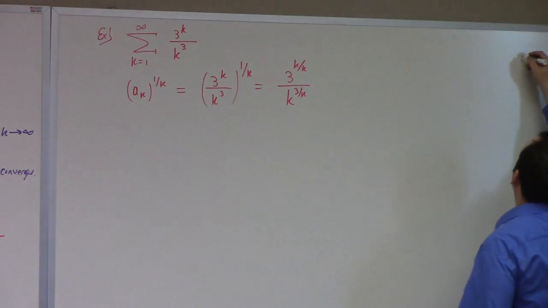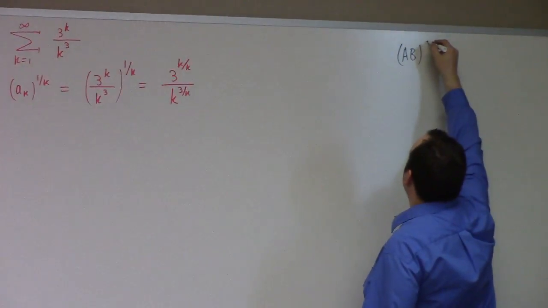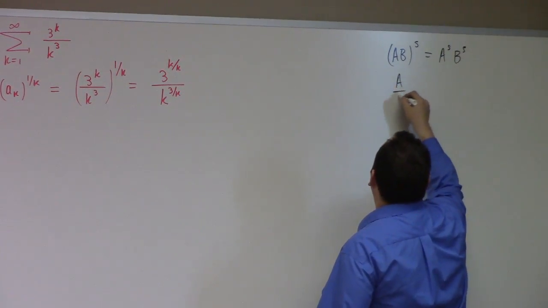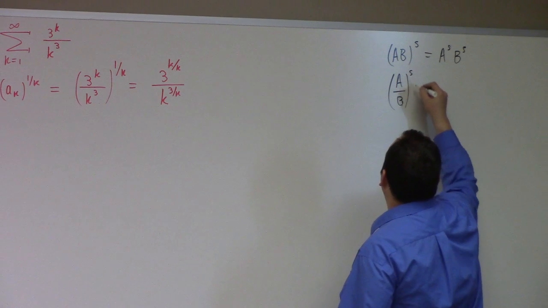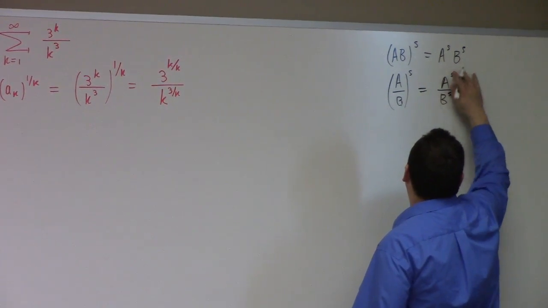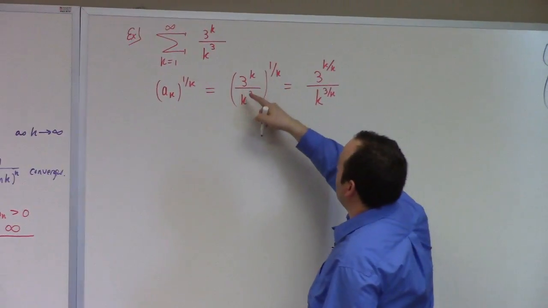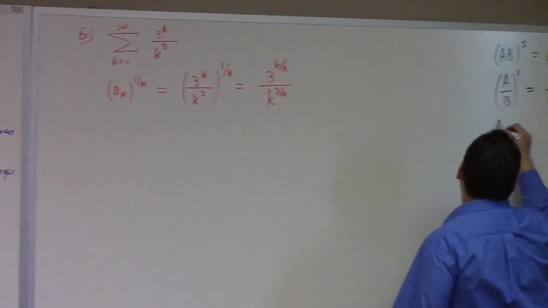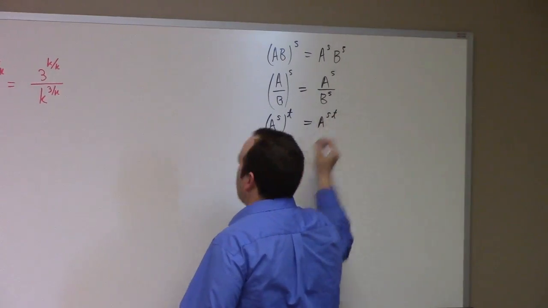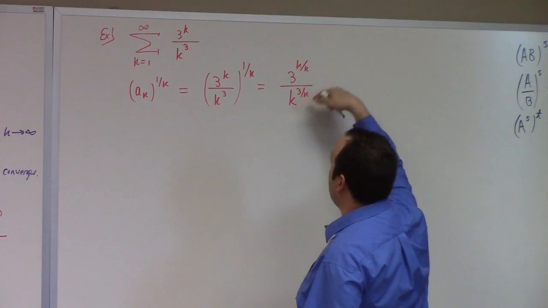You guys probably have picked up on this, but we're using these rules all over the place, right? ab to the s power is a to the s, b to the s. And a over b to the s power is a to the s over b to the s. That's what I did here. And then of course also a to the s to the t is a to the st. We're always using these laws of exponents here, right? Like this is 3 to the k times 1 over k, or k over k.